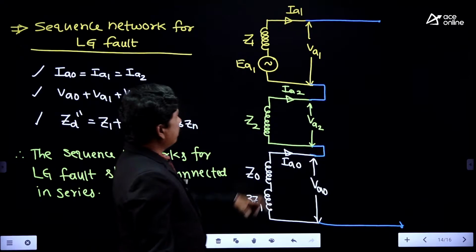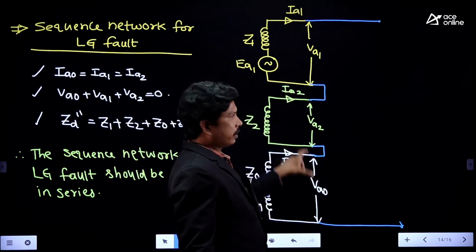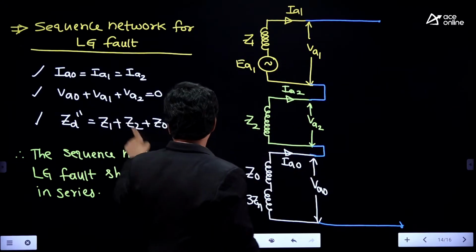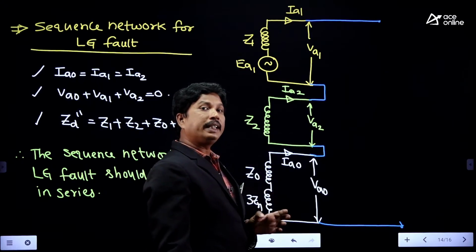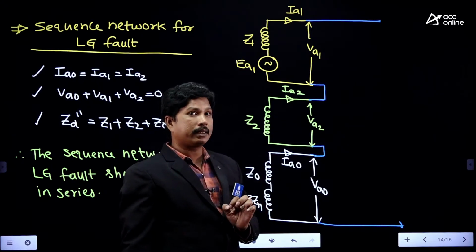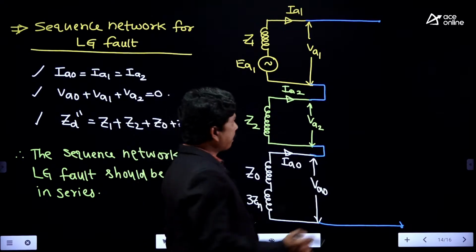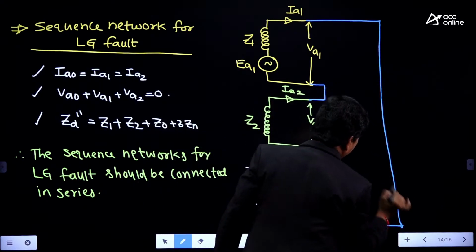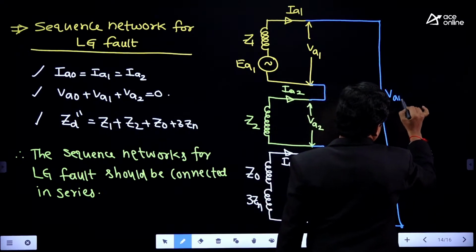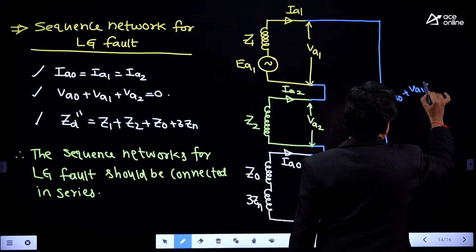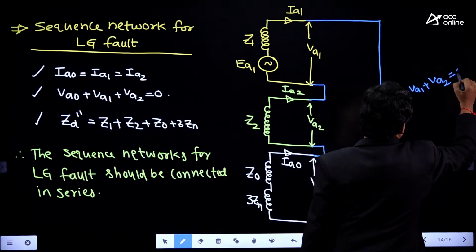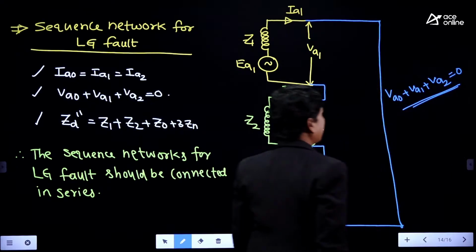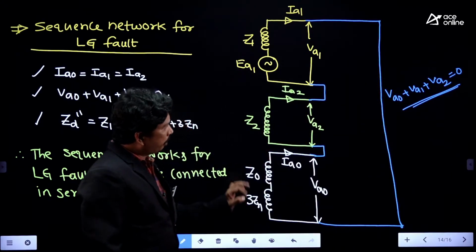What is the voltage here? VA1 plus VA2 plus VA0. So that is the sum. What is that sum? That sum is equivalent to 0. So the voltage sum is equivalent to 0, which means that it should be short circuited. Therefore, we can join this, where we can write VA0 plus VA1 plus VA2 is equivalent to 0. So that should be the case.